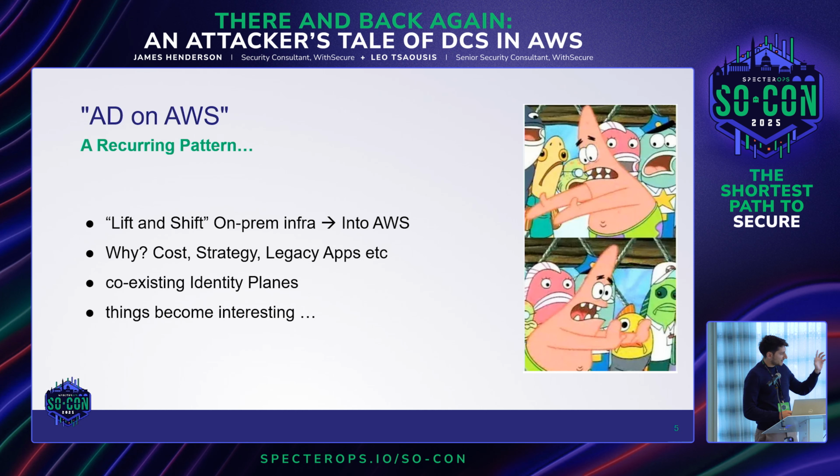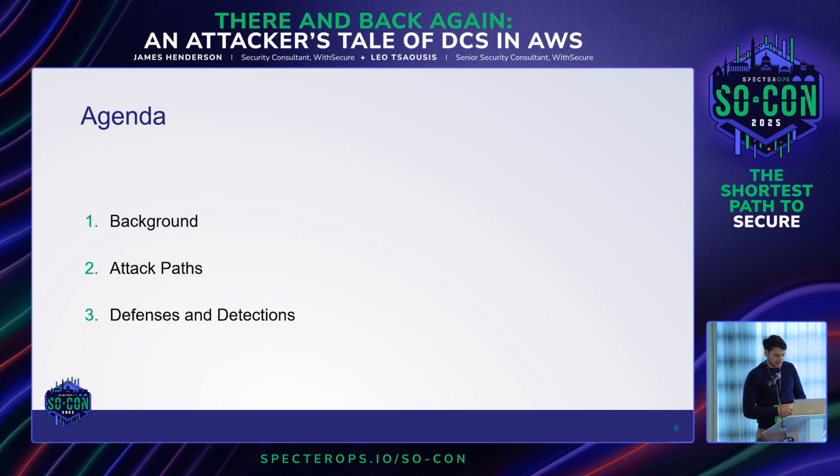But the thing is, this coexistence of these two identity planes leads to a very, very interesting situation. And this is mostly what we'll be talking about today. It's going to be mostly a tale of attack paths that are introduced by this coexistence. And then we'll reflect on defensive strategies, both to mitigate and to detect these attack paths. But before all that, James will give you some necessary background and disclaimers.